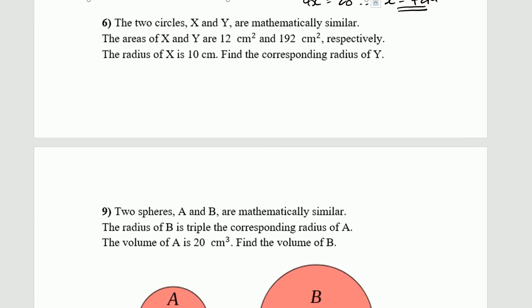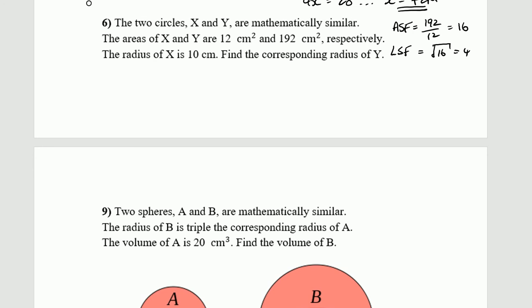Two circles, x and y, are mathematically similar. I'm being given a comparison between their areas, so I can work out an area scale factor straight away. The area scale factor is 192 divided by 12, and 192 divided by 12 comes out as 16. The radius of x, in other words a length on x, is 10 centimeters, and I want to find the corresponding radius of y. So, I want to work out the length scale factor so I can compare the lengths. If I square root the area scale factor, I'll get the length scale factor, so that's 4.